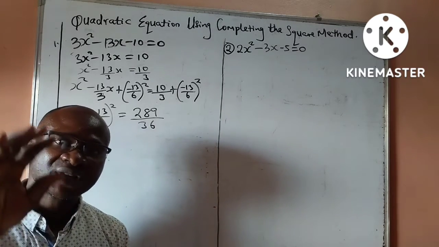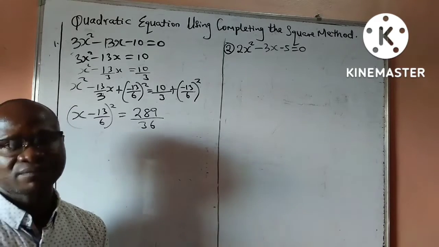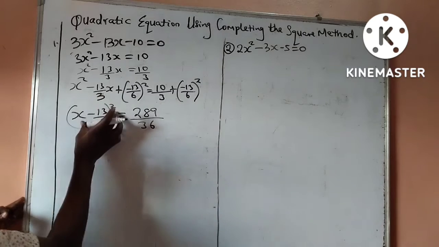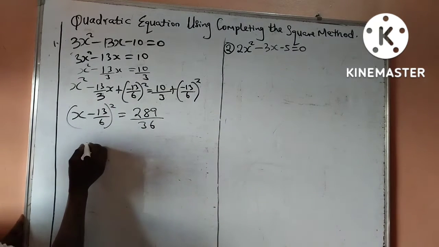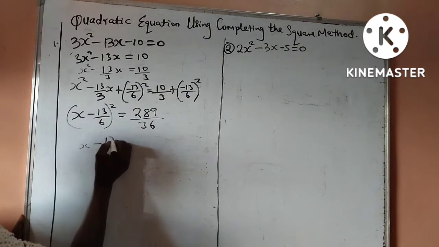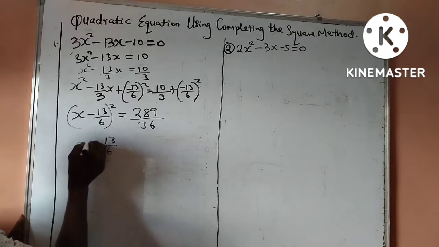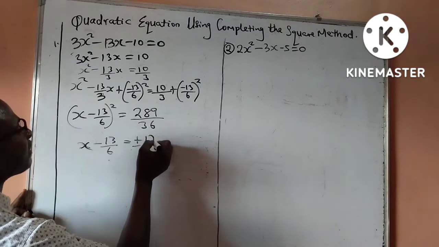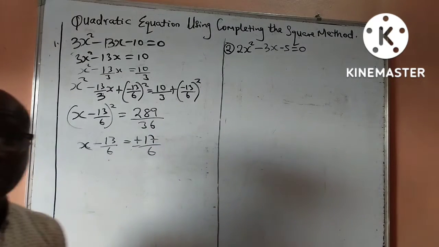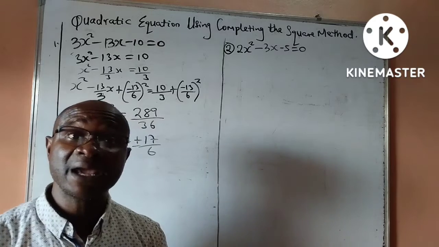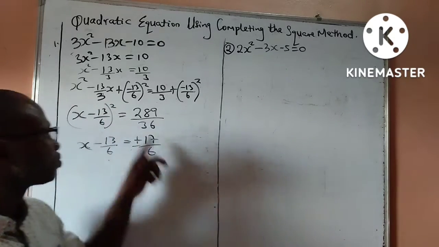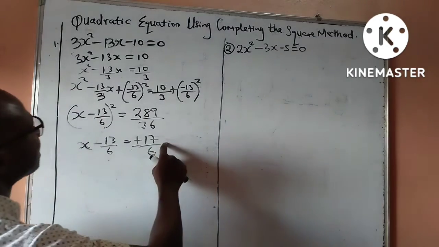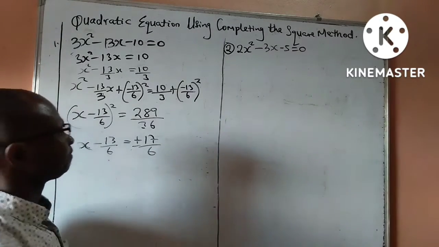I now go to the fifth step out of 7. The fifth step, I will take square root of both sides. If you square root the left hand side, you are going to get x minus 13 all over 6. And when you square root the right hand side, you get plus or minus 17 over 6. Because the square root of 289 is 17 and the square root of 36 is 6. So I have taken the fifth step.